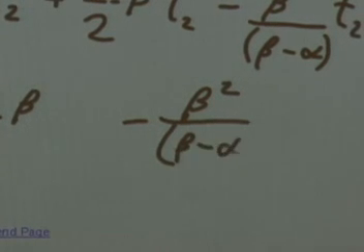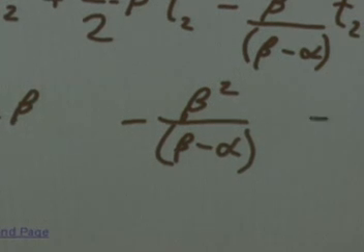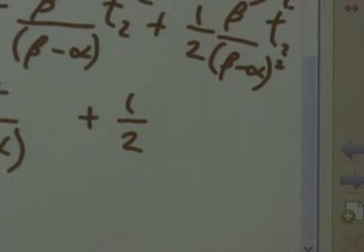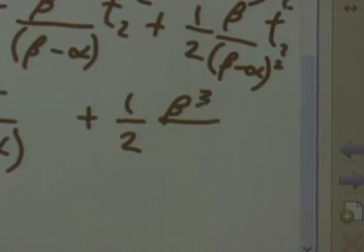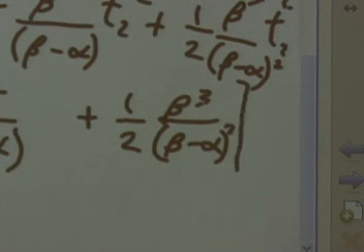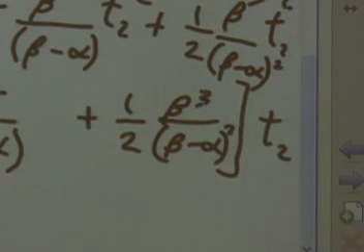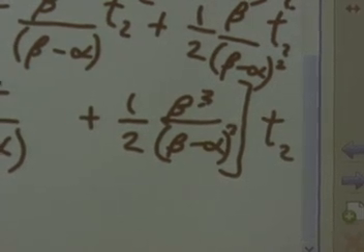And finally, plus 1/2 beta to the third over beta minus alpha squared. And that entire quantity is multiplied by T2 squared. Now, of course, we can, at this point, divide both sides by the quantity in square brackets, but of course we'd want to clean that up first.